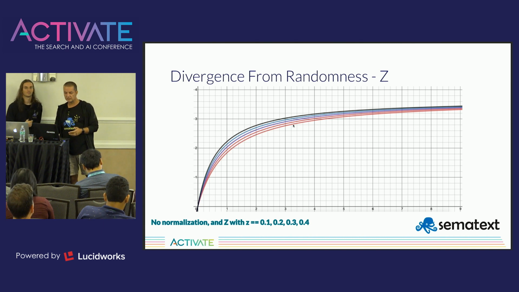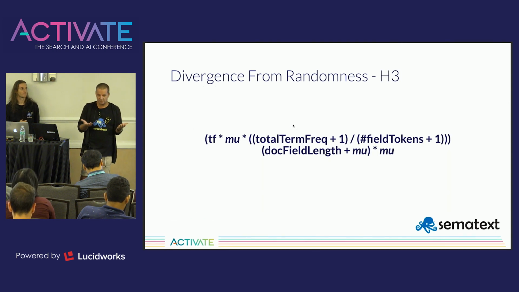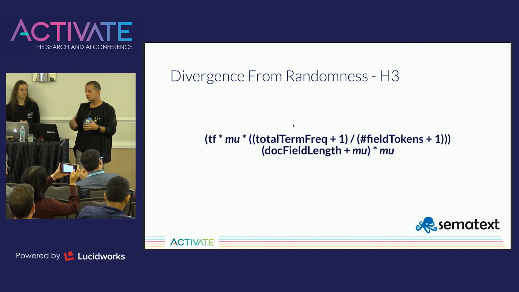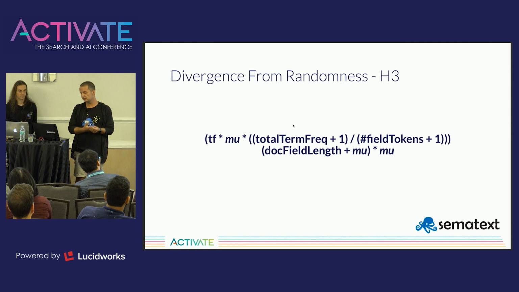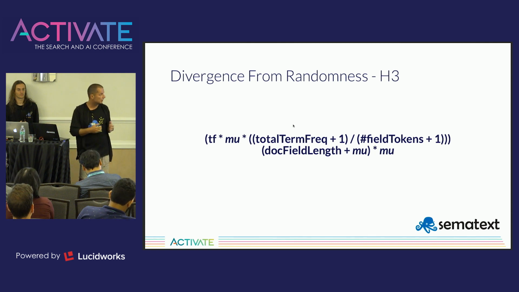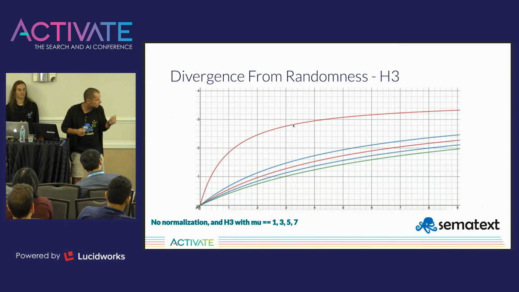The last thing when it comes to normalization factors is the H3, which has a similar name, but the idea is a bit different. We have the mu parameter, and instead of taking the average field length here, we take the total term frequency from a shard or collection, depending on how your architecture looks like, number of fields in token fields, and then divided by the document field length. Again, adding the mu and then multiplying it by it.